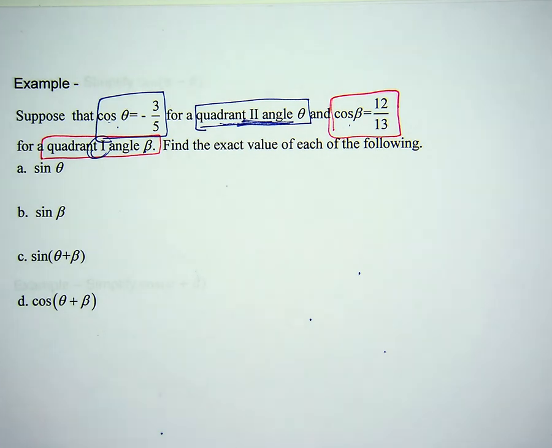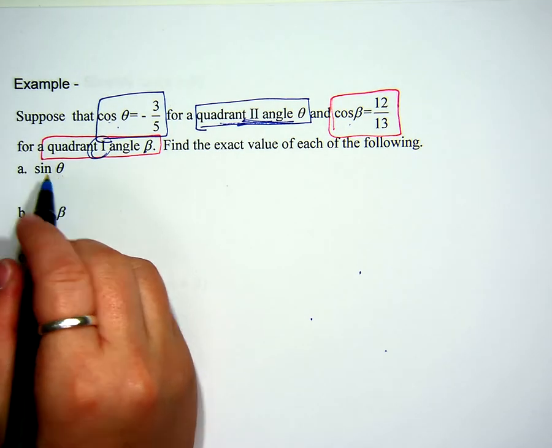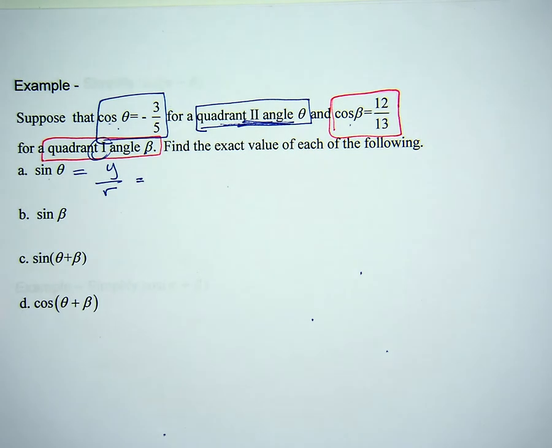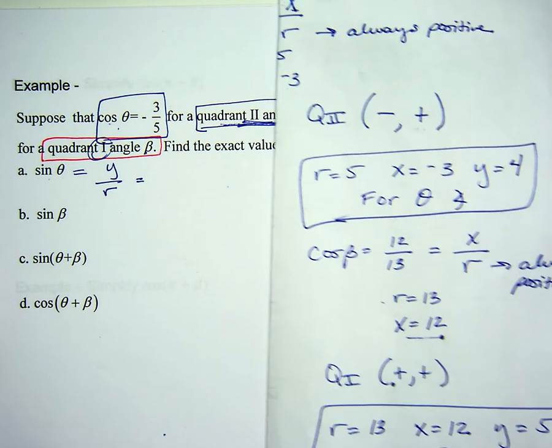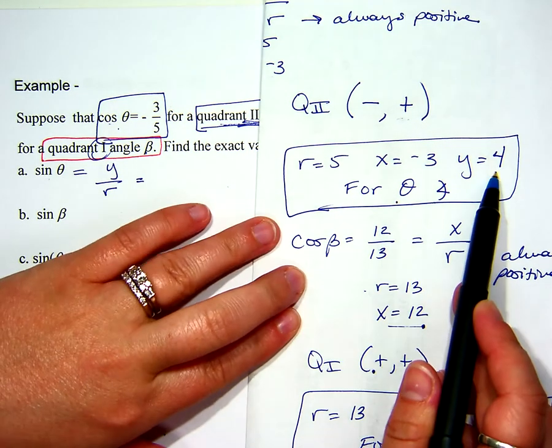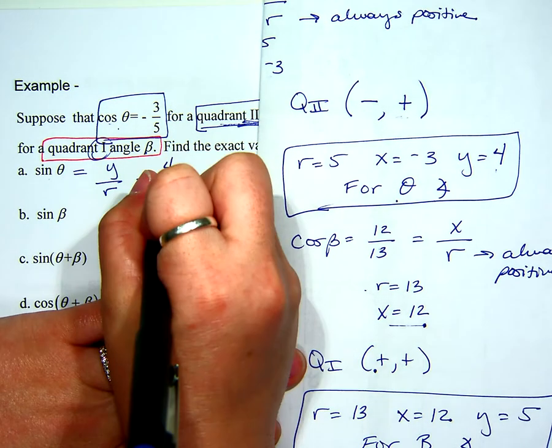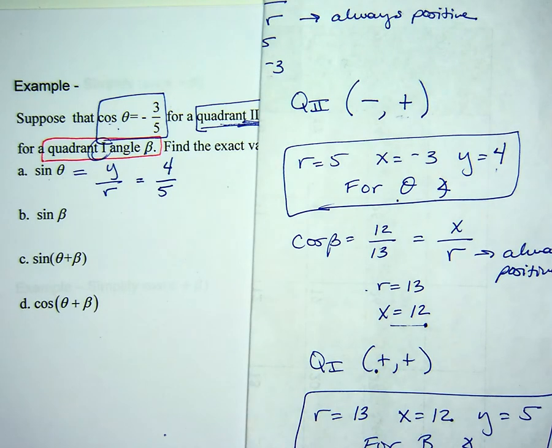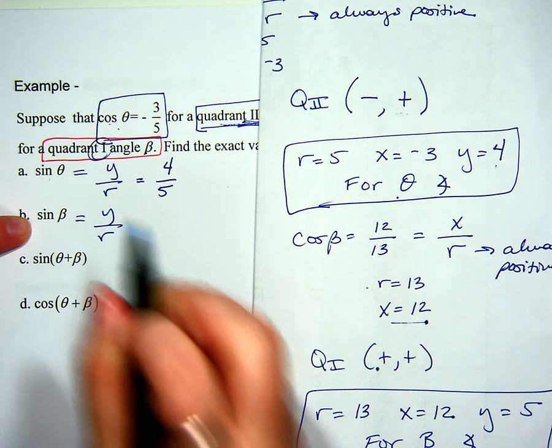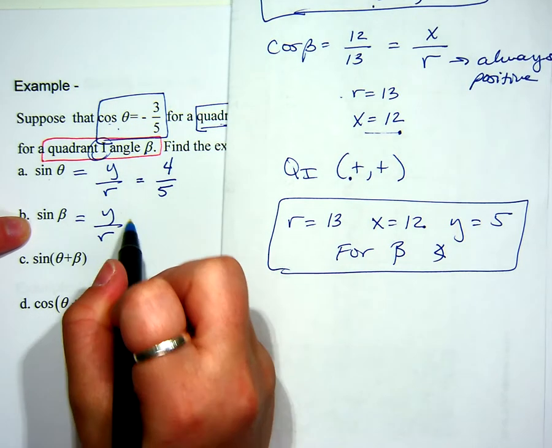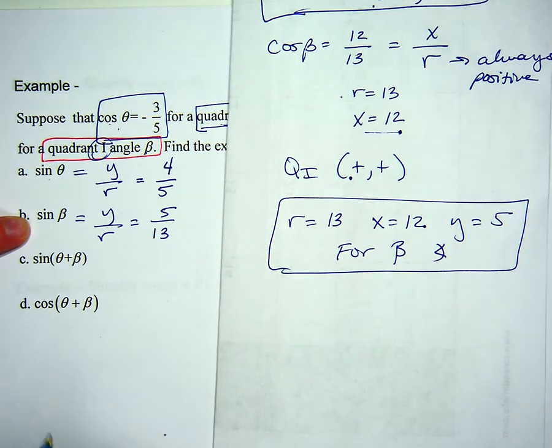So here we are. First thing I want to know is sine of theta. Sine of theta is going to be y over r for theta. For your theta measurements, here were our theta measurements. For angle theta, we found y to be positive 4. We found r to be 5. So there we go. Sine of theta is 4/5. Let's go figure out sine of beta. Sine of beta, it's y over r, but this time you have to use your beta measurements. For the beta angle, my y was 5. My r was 13. So that means that my sine of beta is going to be 5/13.